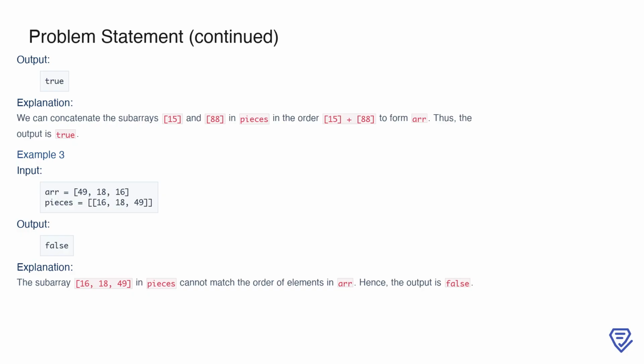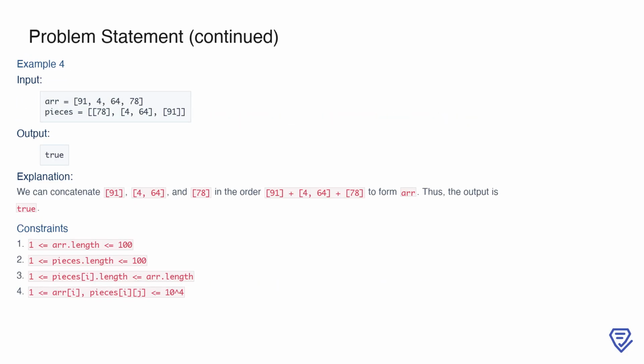Now, consider the third example where ARR equals [49, 18, 16], and pieces equals [[16, 18, 49]]. In this case, the only subarray in pieces is [16, 18, 49], but its order does not match the order of elements in ARR. Since we are not allowed to rearrange the order of elements within any subarray, it is impossible to form ARR using this pieces array. Therefore, the output is false. This highlights the importance of matching both the order of elements within each subarray and the overall sequence of ARR.